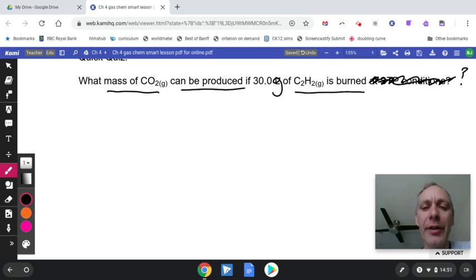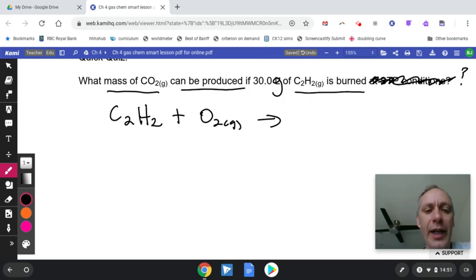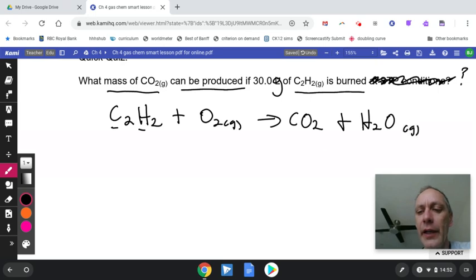So we need a balanced chemical equation, and I'm just going to do this really quick. C2H2 is burned. Burn means reacting with oxygen. When a hydrocarbon, a hydrogen and a carbon, combusts or burns, you always get CO2 and H2O gas as the products. When you go to balance this one, two carbons and two hydrogen, those are balanced. Two oxygen on this side, I have 2 times 2 is 4, plus one more is 5.